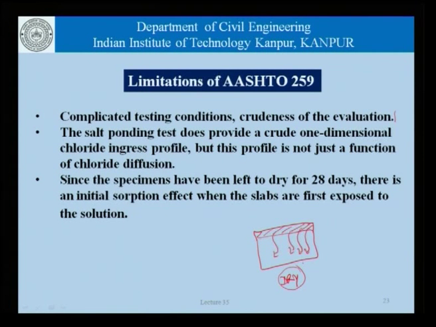Because the specimens that are used in the test are initially dry, it is not only the chloride ions that move in, but also the water that moves into the concrete, and that complicates the behavior, and that complicates any modeling that a scientist or an engineer might like to do for this test. So, all this contributes to the complicated testing conditions, and at the end of it we need to wait for a period of 90 days before we can actually pronounce a judgment as to whether or not a concrete is acceptable.